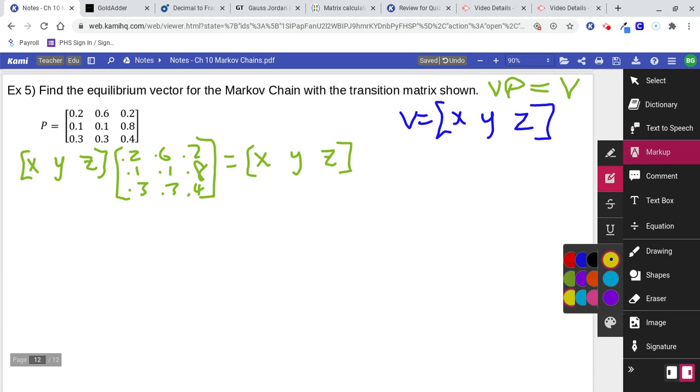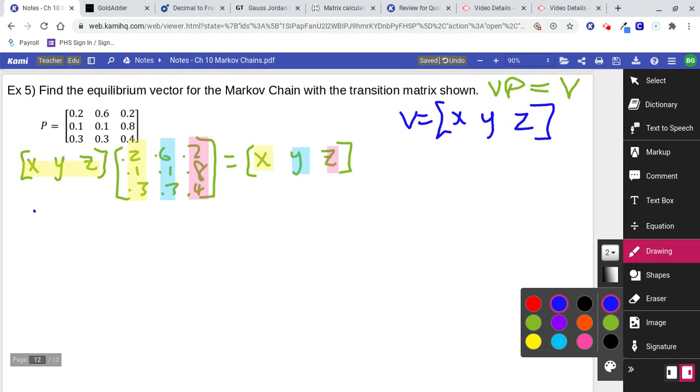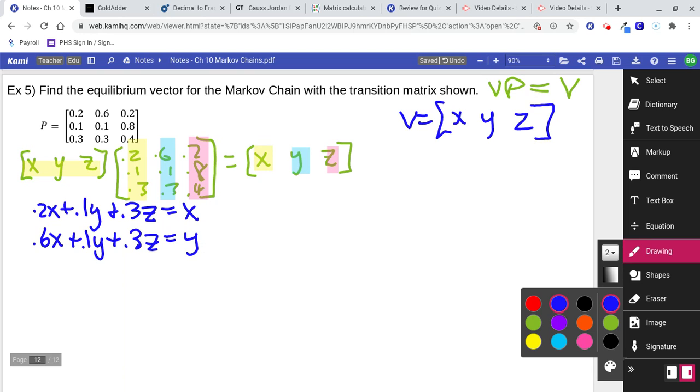Once you get the hang of it, you'll be able to multiply this in no time. You're taking row times a column, and then row times a column, and then row times a column, and it's going to equal these numbers right here. So row times the first column, and we're going to get 0.2x plus 0.1y plus 0.3z equals x. Row times second column is going to be 0.6x plus 0.1y plus 0.3z equals y. Row times third column is going to be 0.2x plus 0.8y plus 0.4z equals z.